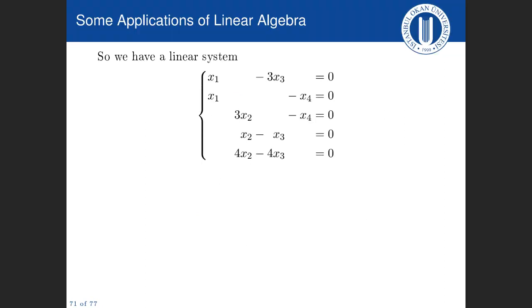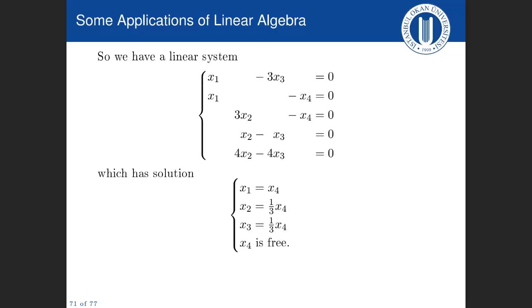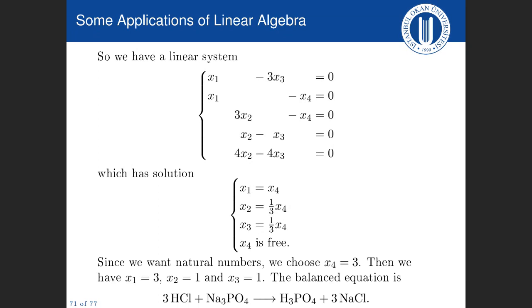So again, we have a linear system. You know how to solve this. I'm sure you could write down that the solution is x1 is x4, x2 is a third x4, x3 is a third x4, and x4 is 3. But remember, we want natural numbers, and in particular, we want the smallest natural numbers which will work. So we're going to choose x4 is equal to 3, and then we have that x1 is 3, x2 is 1, and x3 is 1.